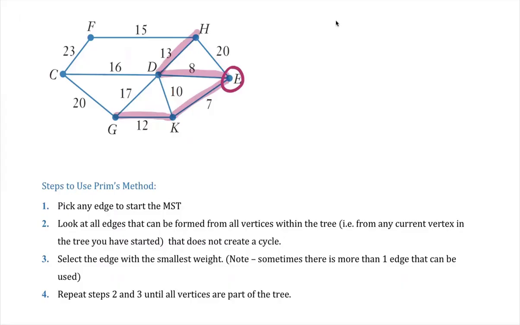Now let's follow that same process. We don't have to worry about K anymore, because any edges coming from K are just going to form a cycle. We don't have to worry about E anymore either, for the same reason. So now we're just looking at these three vertices. We need to connect to C and to F. From G we have an edge of 20, from D we have an edge of 16, and from H we have an edge of 15. From H we pick the edge of 15, as that's the smallest.